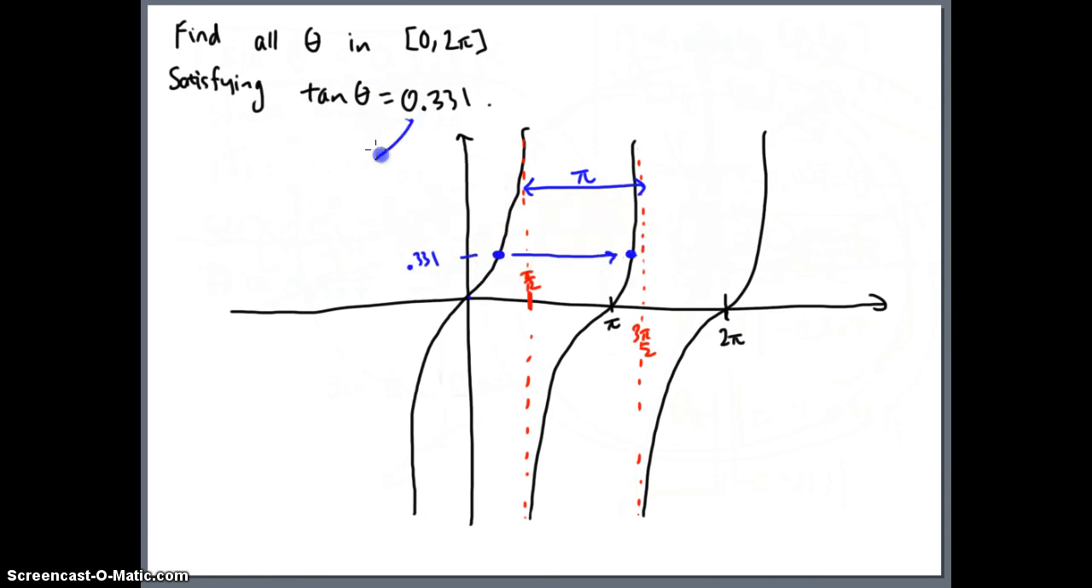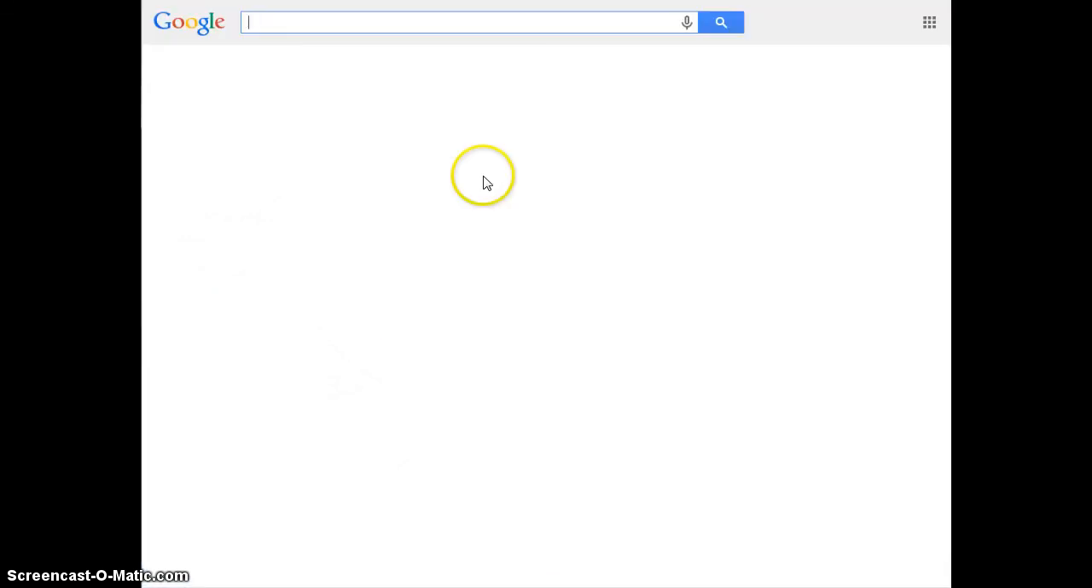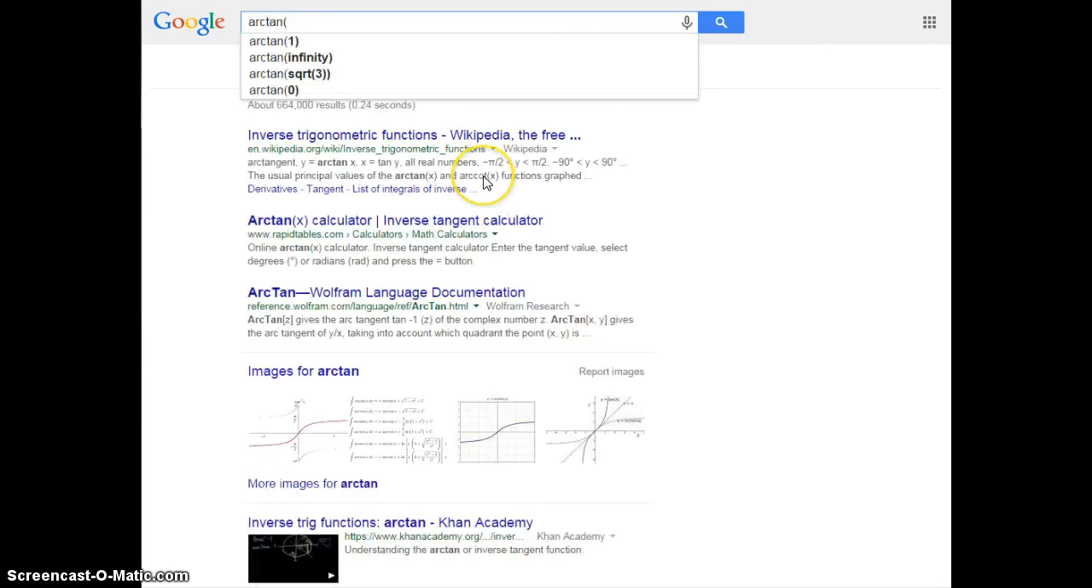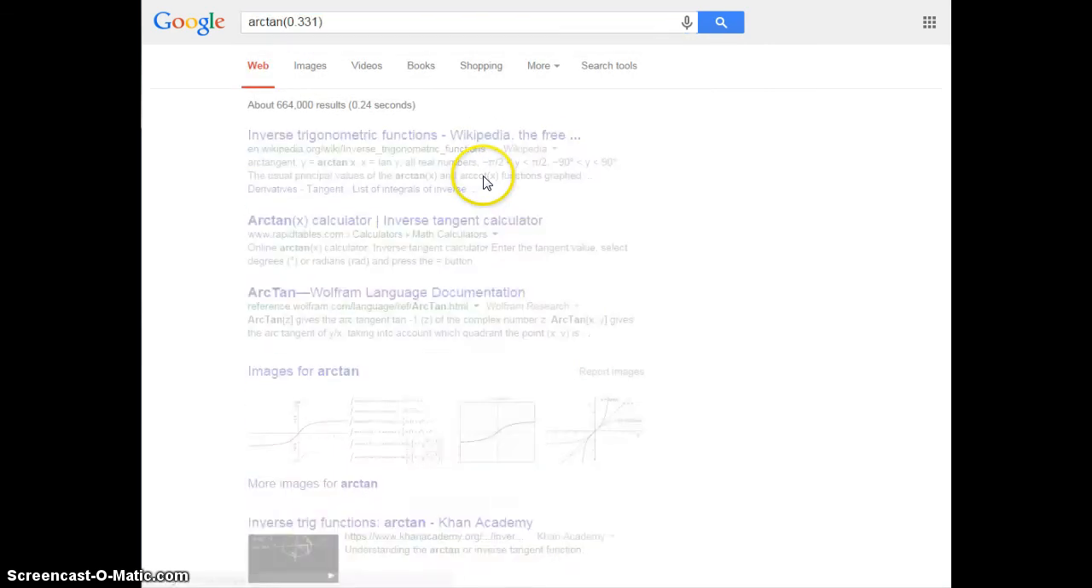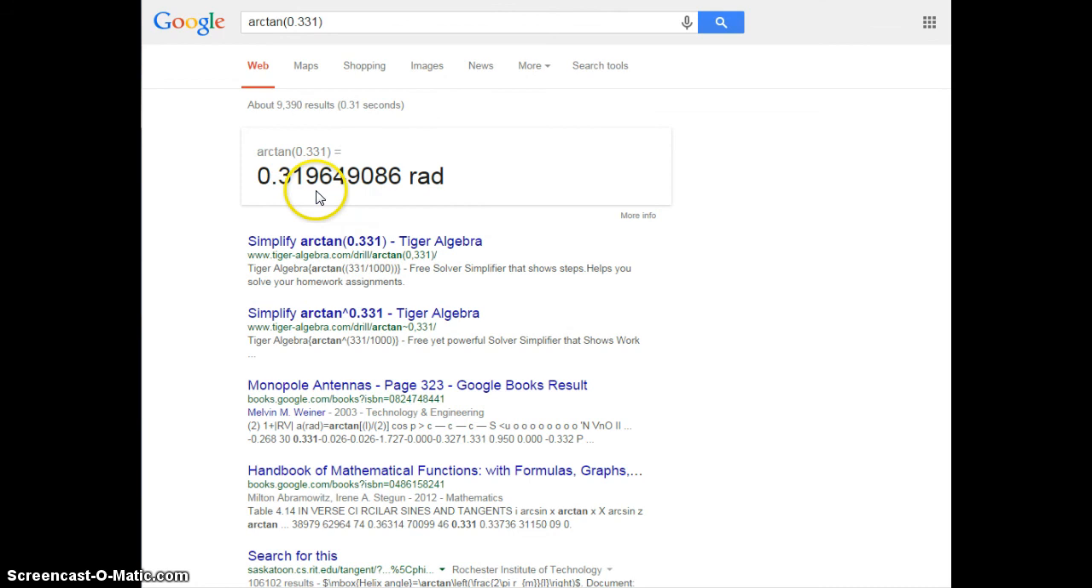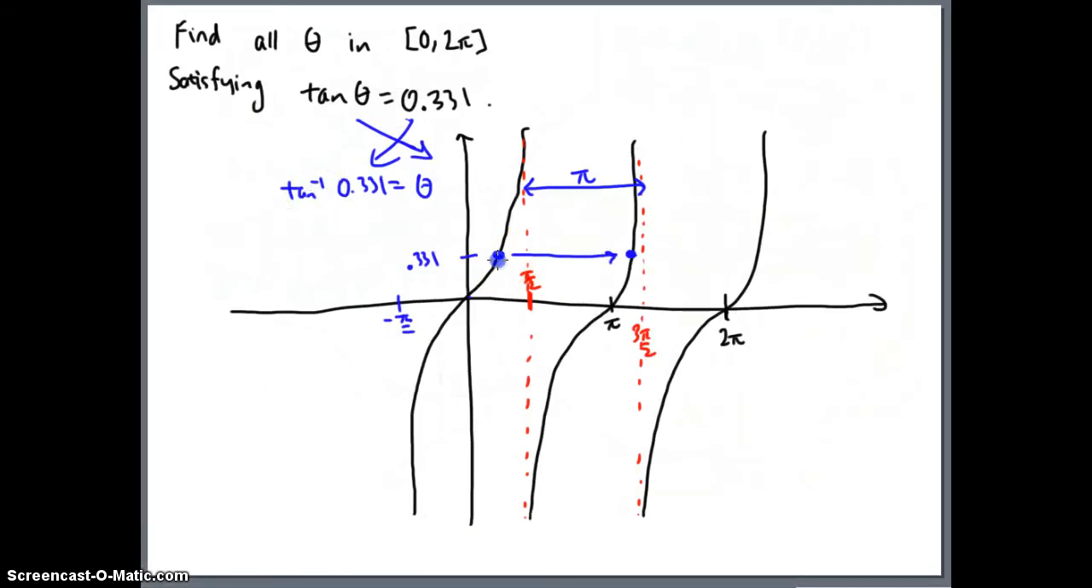What is tangent inverse going to give you? Right, so just same sort of deal as before. Do tangent inverse 0.331. That's equal to theta, and tangent inverse will always give you something between negative pi over 2 and pi over 2. So you're actually going to get this angle by doing this. And we can check. We can go to a calculator for this. Arctangent 0.331. This is a good spot to do that. And you get 0.319. All right, so that's right here. So the angle that you're getting is 0.319, and if you add pi to that, you'll get the next angle.